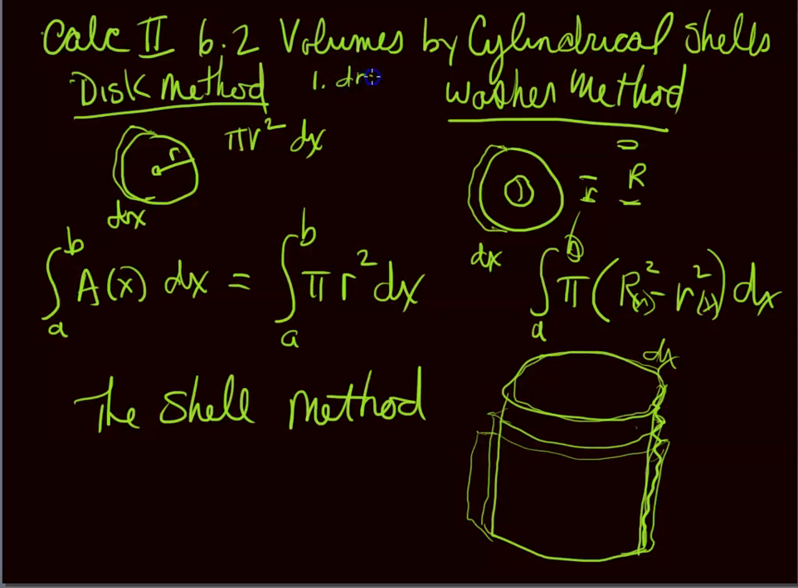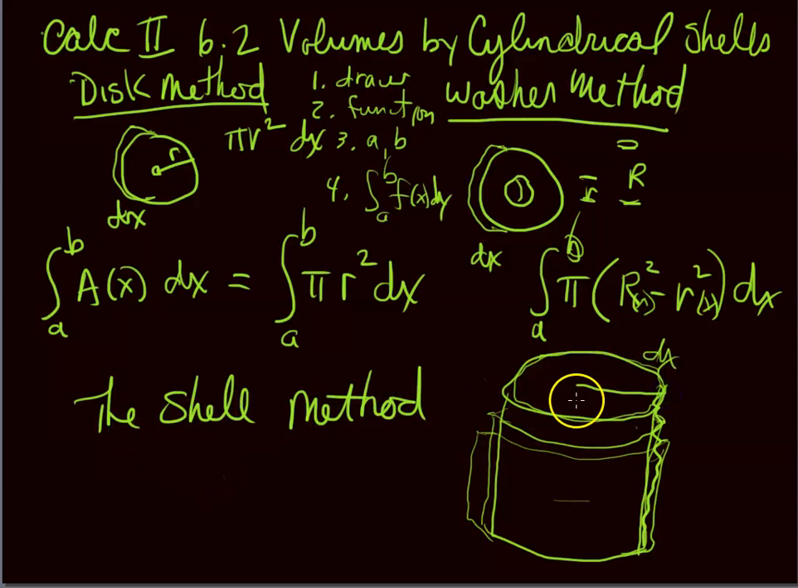One was draw a representative disk or washer or shell. Step 2 was to figure out the function that this would entail. And step 3, the limits, A and B. Step 4 was calculate the integral. We're going to do that here also, same idea. You draw a representative shell. You figure out this surface.